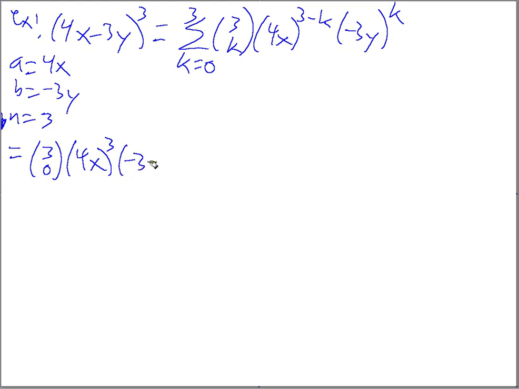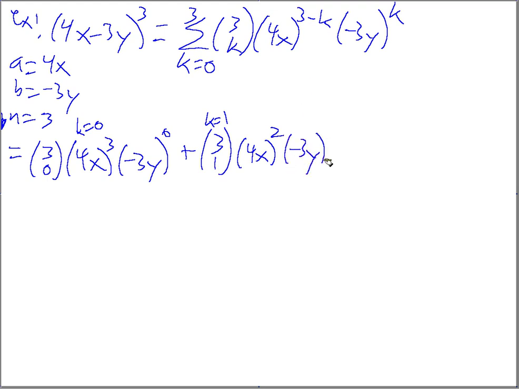And negative 3y to the 0 power plus 3 choose what? 1 is next, as k is 1 for the next term, right? For the second term. Alright? So this is when k is 0 for the first term, k is 1 for the second term. And this will be 4x to the what? 3 minus 1, or how about square, right? 3 minus 1. I'm just going to work that in my head if you don't mind. And negative 3y to the what? First power. Same as the lower number in the combination.